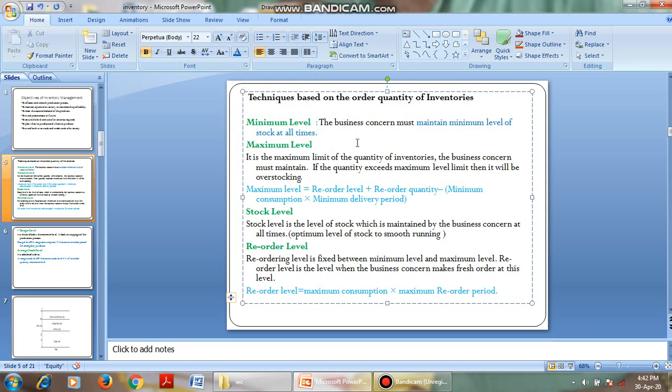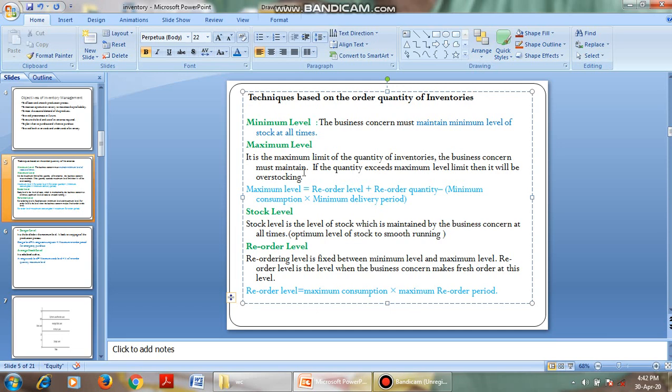Maximum stock is the maximum limit which we can store or use. Other than that we are not supposed to purchase. For example, we need 100 bags of raw material. What do you purchase? 105 or 110. 110 is the maximum level. More than 110 we should not purchase. It is nothing but the maximum limit of quantity of inventories.